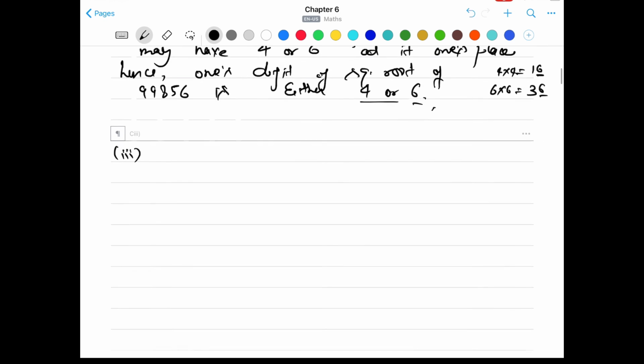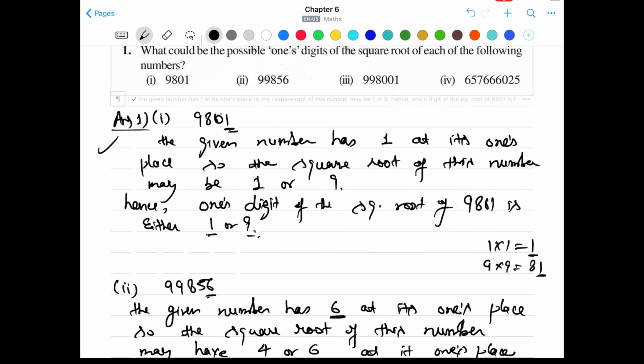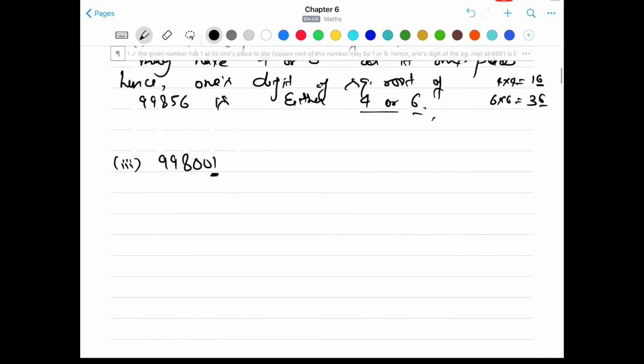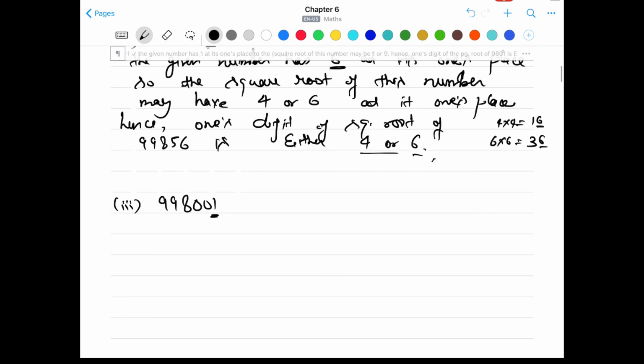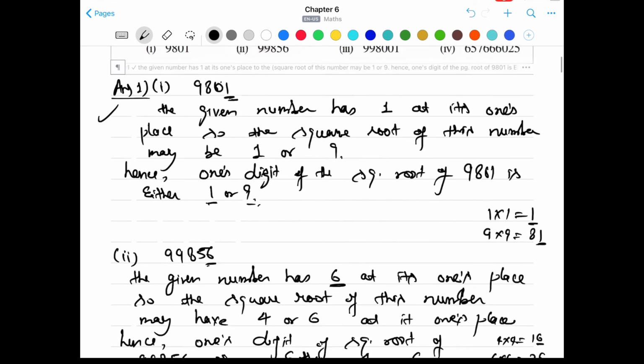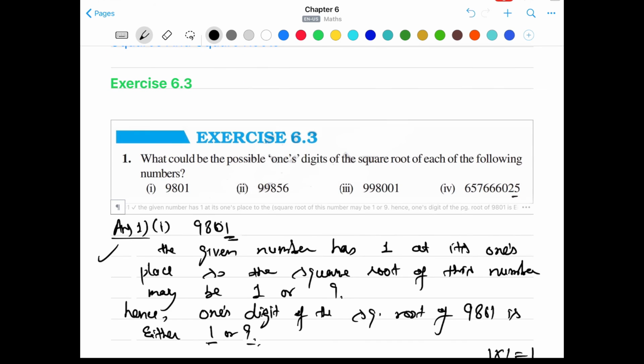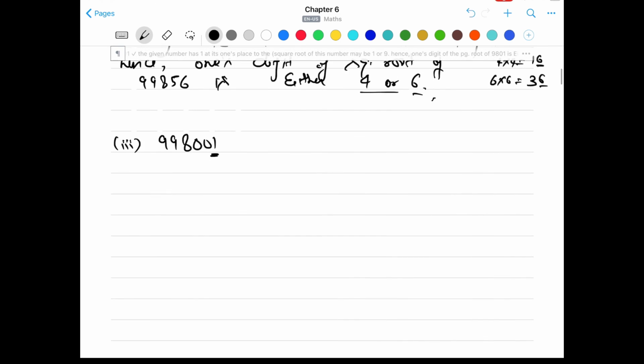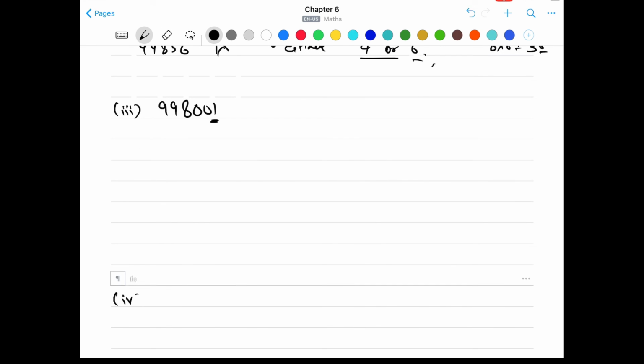Next number is 998001. Again, as you have 1 here, the answer for this one is similar to the first one. So we'll write the given number has 1 at unit place, so its square root may have 1 or 9 at the ones place. And the next one is a number having 5, so you will write the answer of this one by yourself. Next number given to us is 657666025. We have 5 here. We get 5 only when 5 is multiplied by 5.